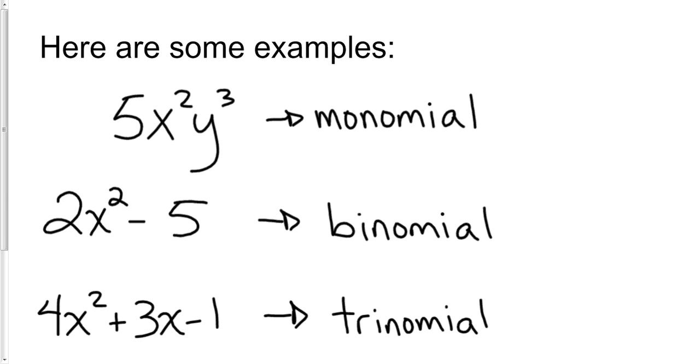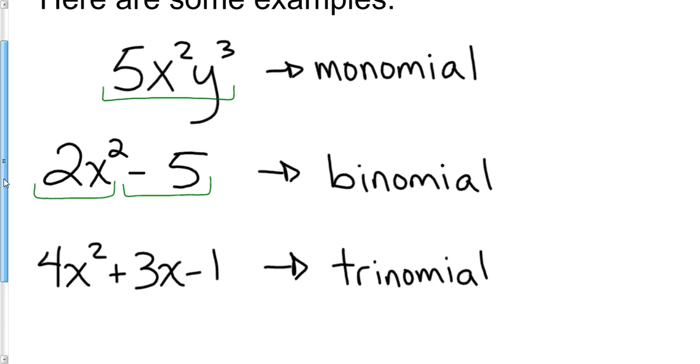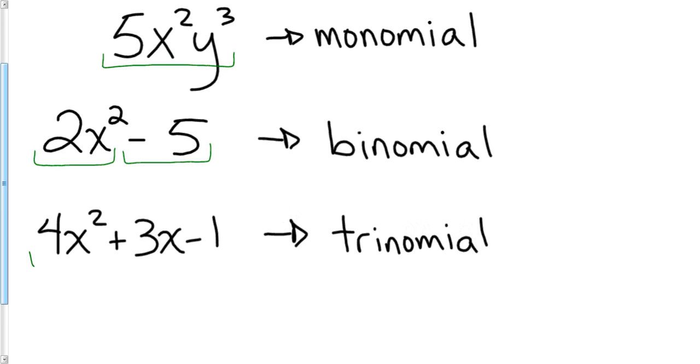So what do these things look like? Here we have an example of each. First is 5x squared y to the third power. This is a monomial. It is one term made up of a coefficient and variables. Next we have a binomial. It is two terms. It's 2x and negative 5. And then lastly we have a trinomial, which you'll notice is three terms, 4x squared, 3x, and then negative 1.